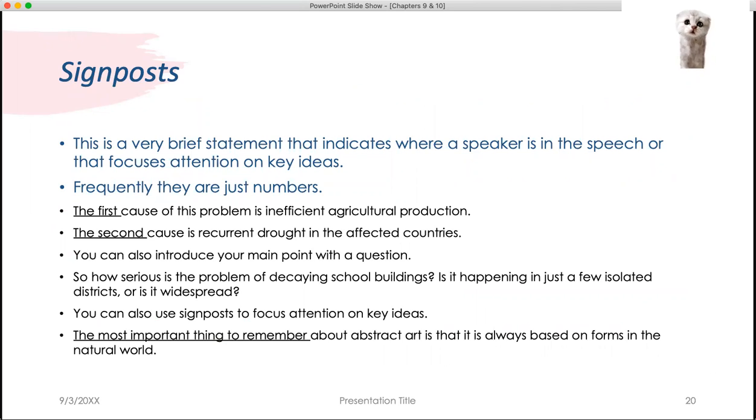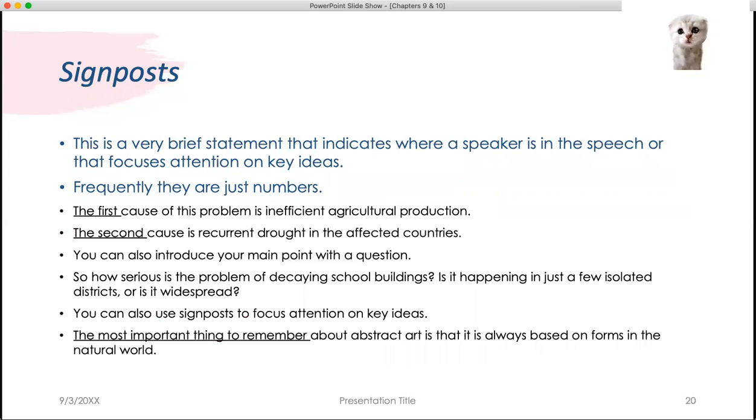Signposts. This is a very brief statement or cue that indicates where a speaker is in the speech, or that focuses attention on key ideas. Frequently, they're just numbers. The first cause of this problem is inefficient agricultural production. The second cause is recurrent drought in the affected countries. So you'll notice first, second, third, those types of phrases.